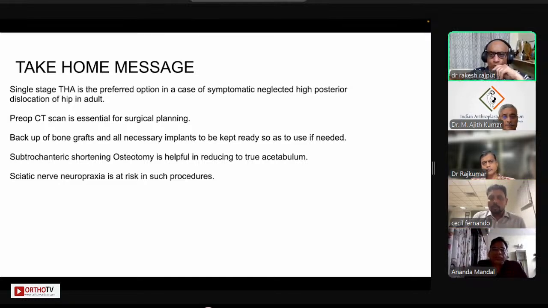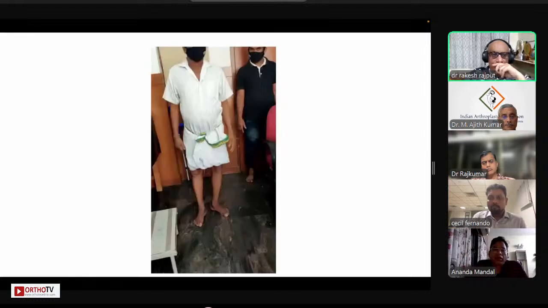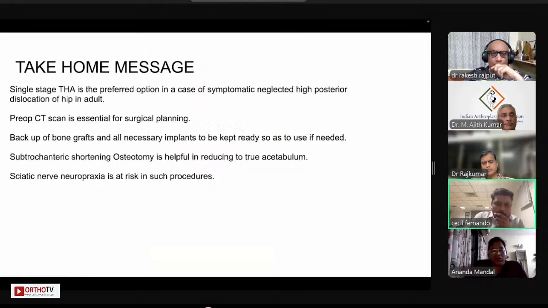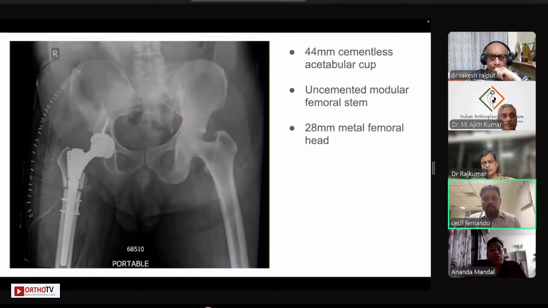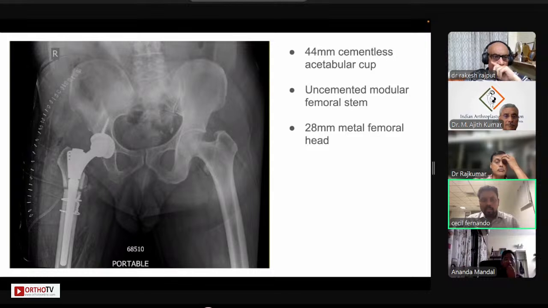Cecil, I think there are 2 questions in the chat box. Yes. One is how do you calculate the amount of osteotomy? So we made the initial cut distal to the lesser trochanter. Then we pass the trial stem through the proximal fragment, and then we reduce that trial stem with the proximal fragment into the acetabular cup, and then we see the amount of bone overlap with the distal fragment. So that bone overlap is the amount of bone to be resected.